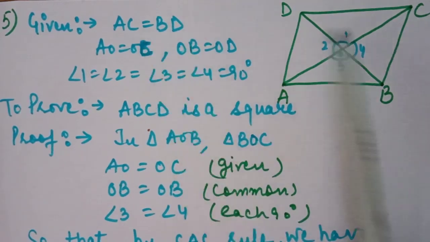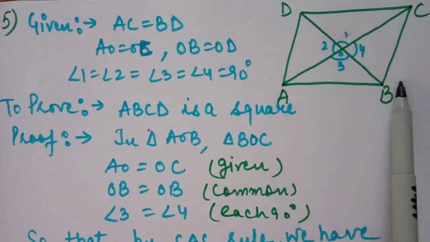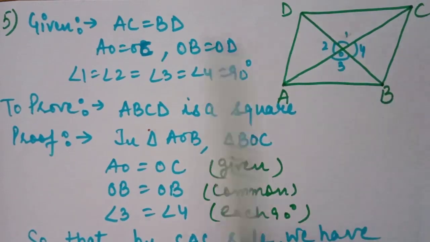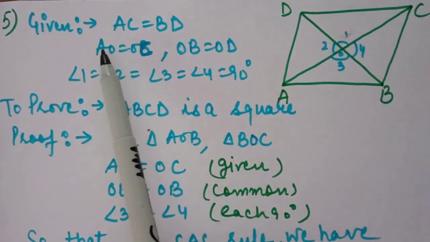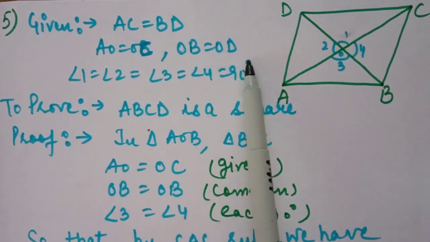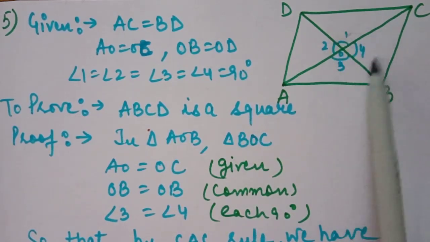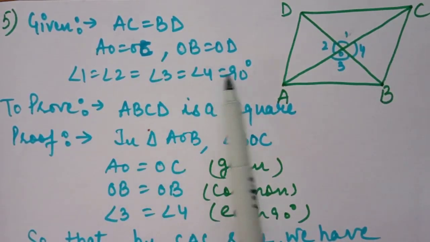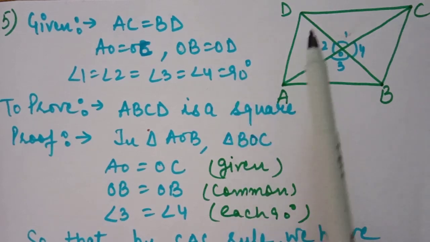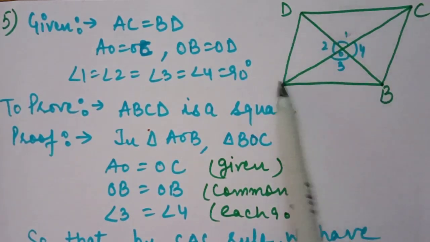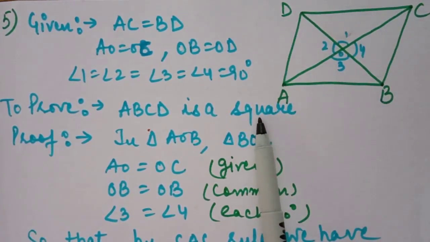So students, in this question it is given that ABCD is a quadrilateral in which the diagonals are equal, and they bisect each other. It means AO is equal to OC, BO is equal to OD, and they bisect each other at 90 degrees. It means angles 1, 2, 3, 4 are all equal to 90 degrees. We have to prove that ABCD is a square.